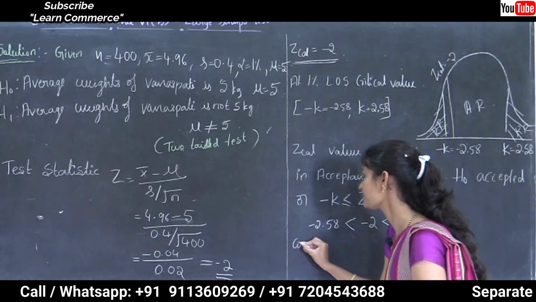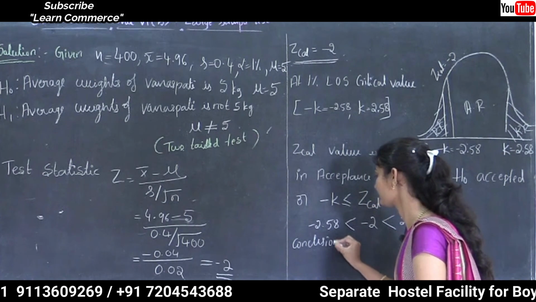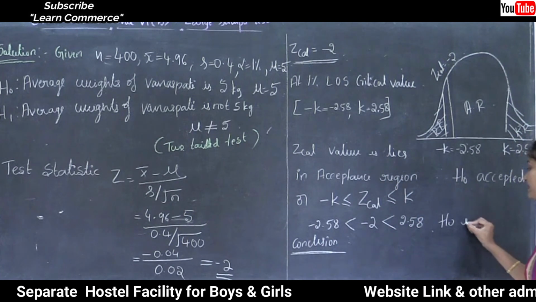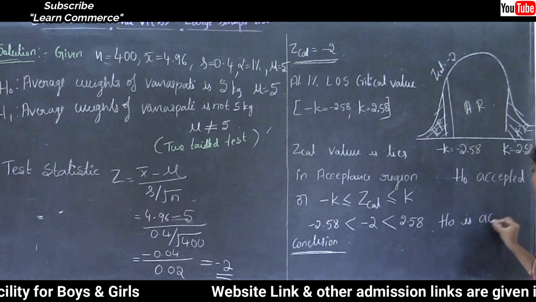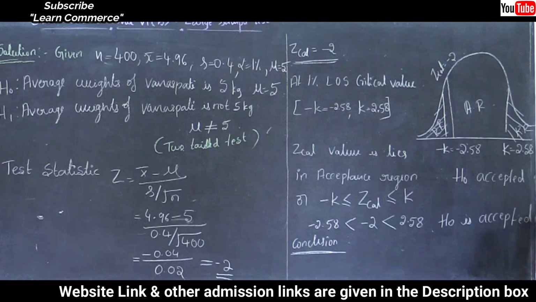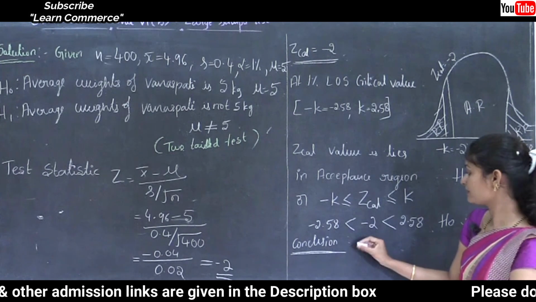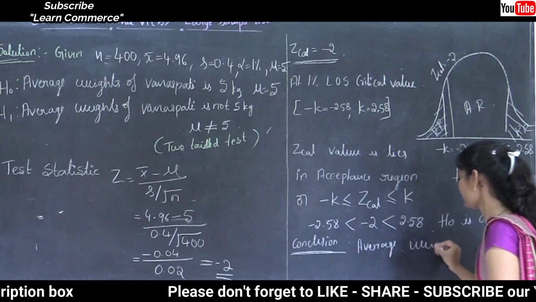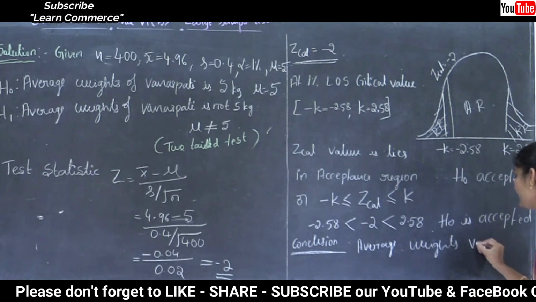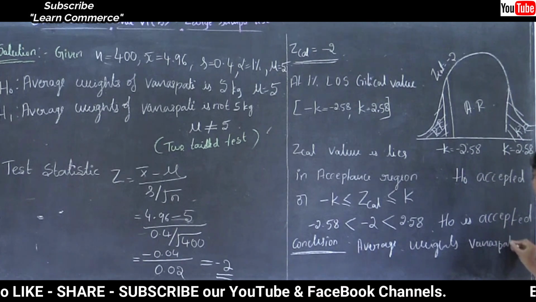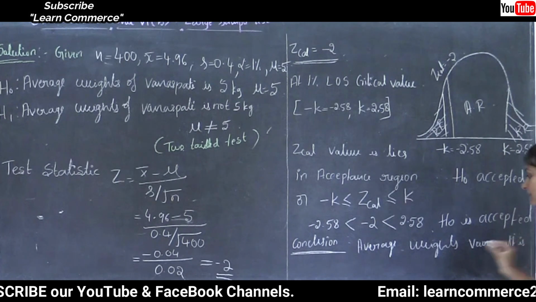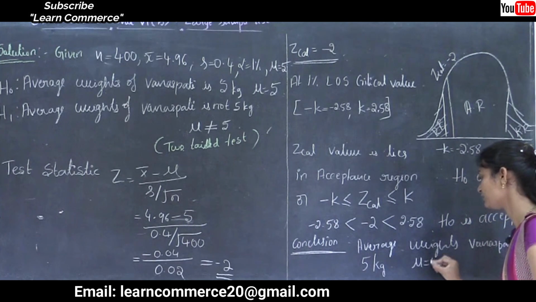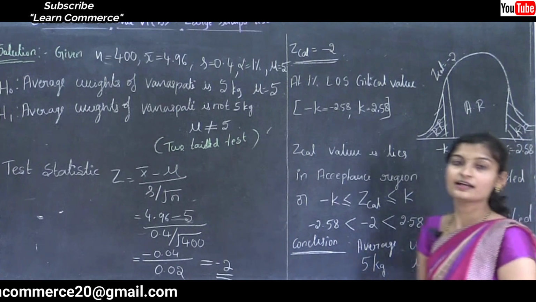Therefore, the conclusion is: if it is satisfied, in the sense here H naught is accepted. If it is accepted, then conclusion: average weights of vanaspati is 5 kg. So here we can write mu is equal to 5 kg. Okay, this is the conclusion.